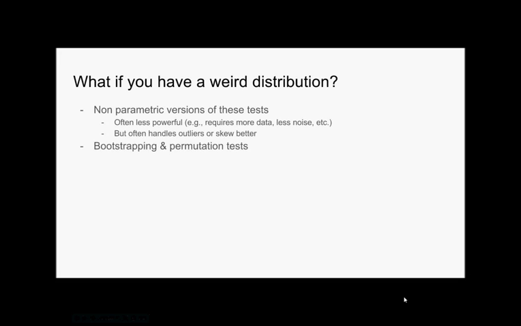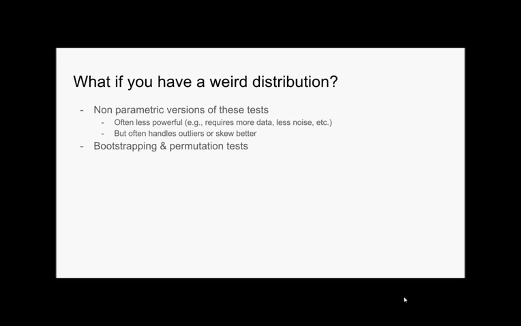What if you have a weird distribution? Maybe it's not normal, like the rainfall example I showed you earlier, or maybe you have a bunch of outliers or some skew to your normal looking distribution. Like I mentioned earlier, there are non-parametric versions of all of these tests, but they're often less powerful because they'll require a little more data or a little less noise. But the trade-off is that they'll handle these non-normalities much better than the parametric tests. So we're going to review those in the next lecture.